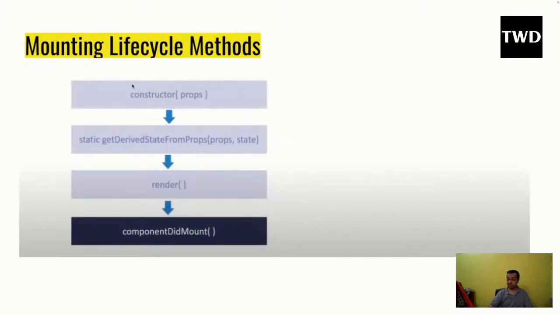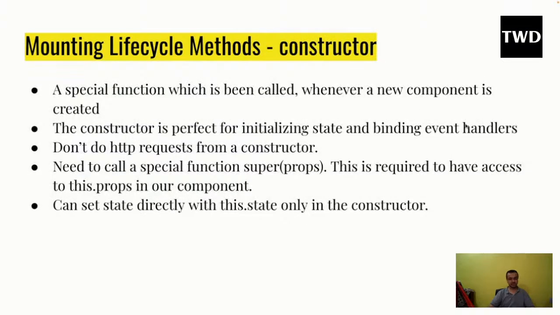The mounting lifecycle method is like this. The constructor will run first, then static getDerivedStateFromProps, this is a new thing which you have not learned, we're going to learn. Render is something which we know, componentDidMount is something which you don't know, and we're going to learn about it. So how does control pass from one thing to another, from the constructor to this, and all these things. So in the mounting lifecycle method, the constructor is the first thing.